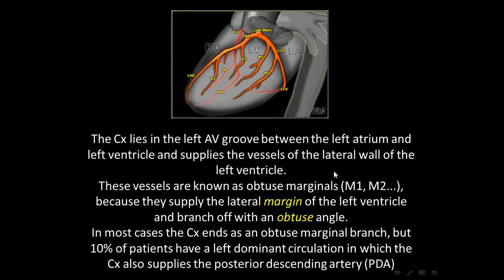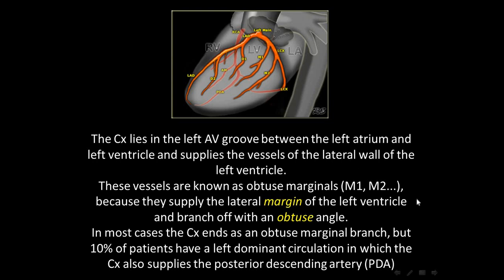The circumflex lies in the left atrioventricular groove between the left atrium and the left ventricle and supplies the vessels of the lateral wall of the left ventricle. Knowing the course of these branches helps, because sometimes you have an image with a projection that may not be described or that you are not very familiar with. So knowing that the circumflex will be between the left atrium and left ventricle helps you to know that this is the circumflex. And the left anterior descending is between the two ventricles, the right ventricle and left ventricle.